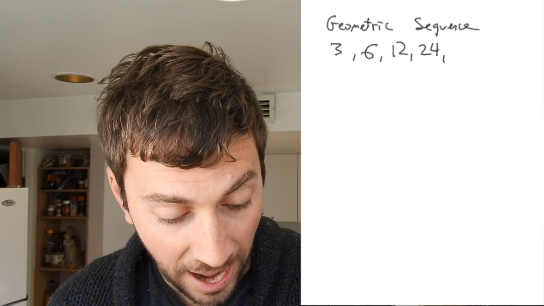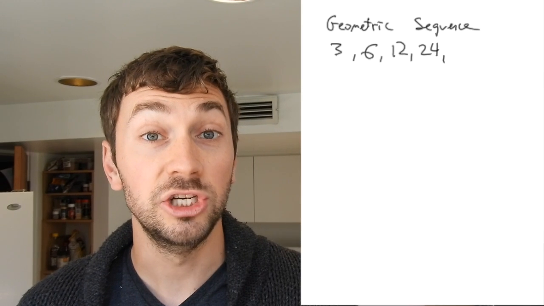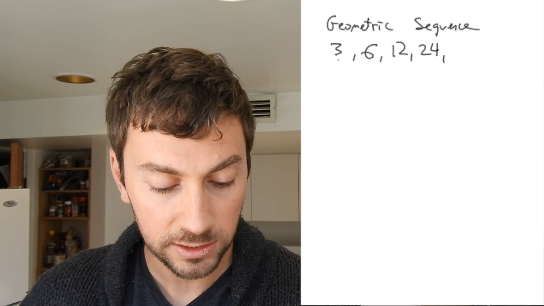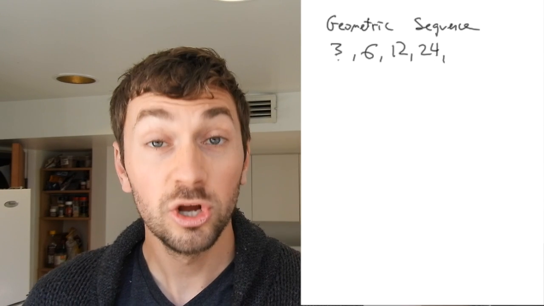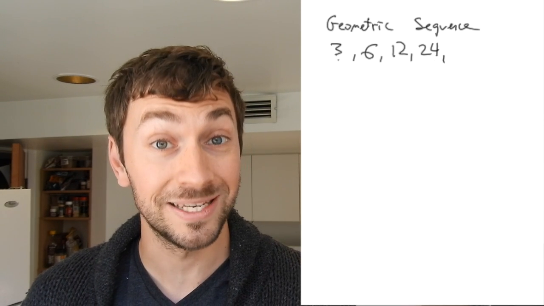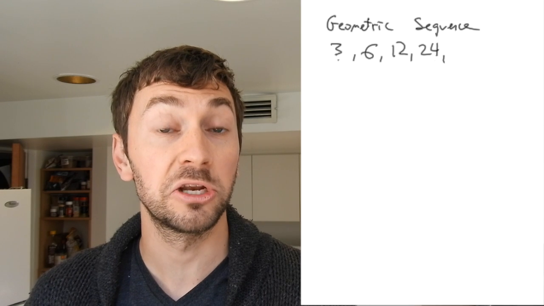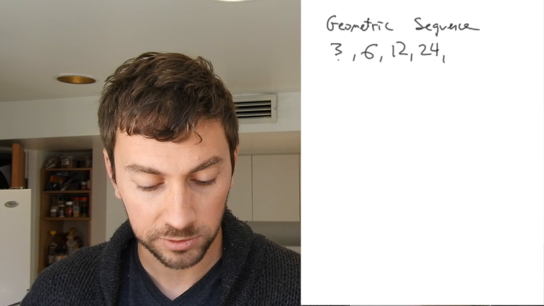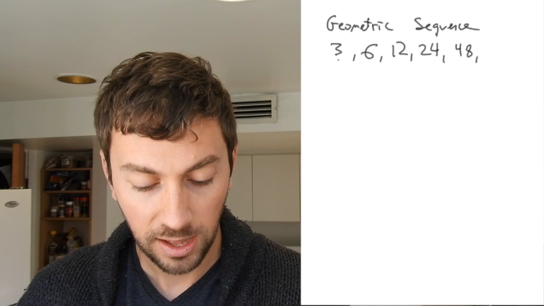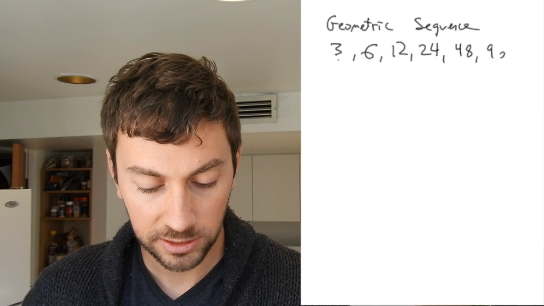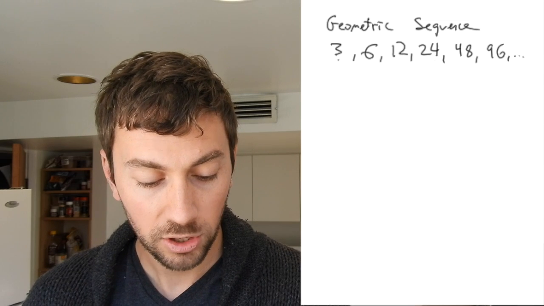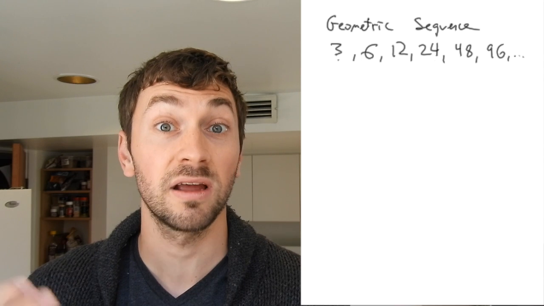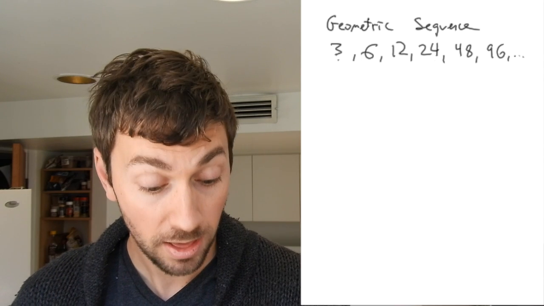Okay, so I have on the board here a geometric sequence. If you look at it, it says 3, 6, 12, 24. So let's think, what number am I timesing by? I'm timesing by 2 each time. So I'm going to just do 2 more. 24 times 2 is 48, and the next one is 96, and so on. So a geometric sequence has timesing. It's timesing to make it bigger each time.